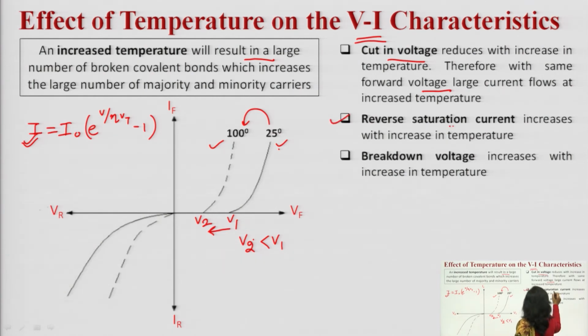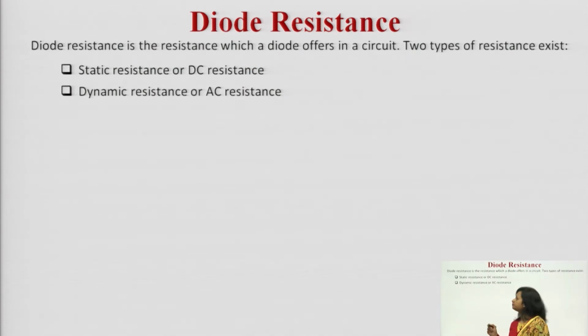Second, reverse saturation current increases with the increase in temperature. As I have told you, I depends upon two factors, I naught and T. And third, breakdown voltage also increases with increase in temperature. You can see from this particular curve. So, this is how you can explain the effect of temperature. You can plot the various factors. Even if you decrease the temperature from 25 to 15 degrees, the knee voltage, the cut in voltage, will increase. Here this particular voltage is higher.